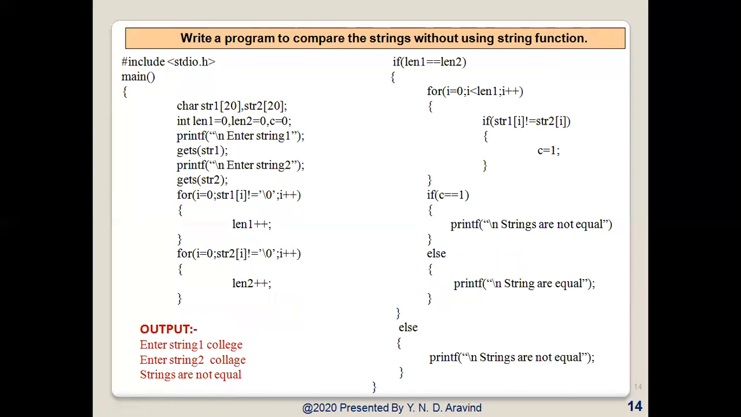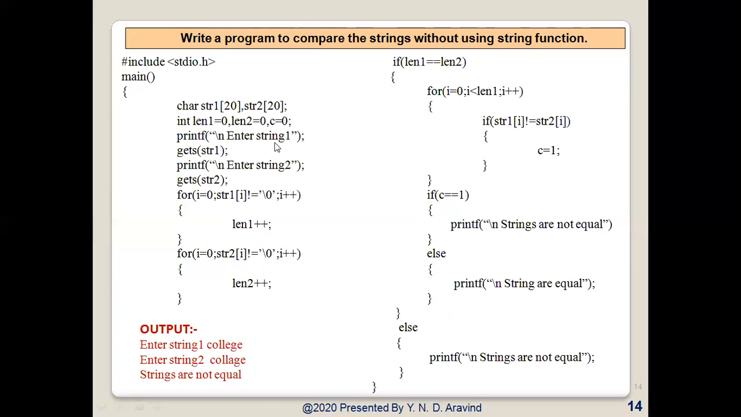Now let us see another program to compare two strings without using string functions, whether the two strings I have entered are one and the same or not. For the first string I have entered college, and the second string I have entered collage. If you can see here, the spelling is different. Instead of E, I have entered A. So both the strings are not equal. They are not the same string.